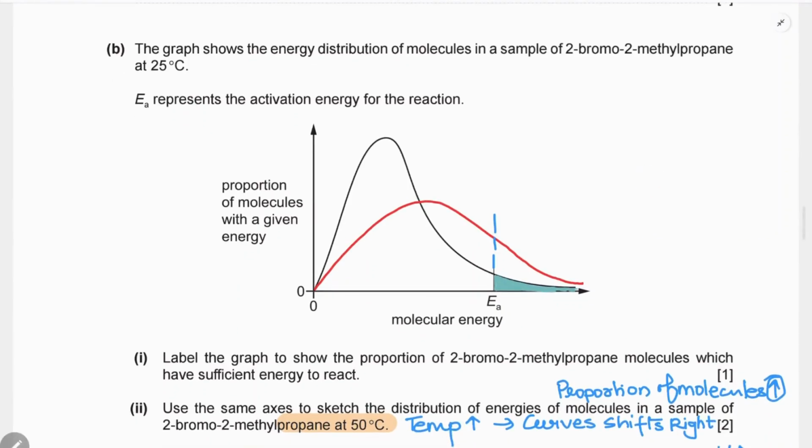Question B. The graph shows the energy distribution of molecules in a sample of 2-bromo-2-methylpropane at 25 degrees Celsius. A represents the activation energy for the reaction. So we have molecular energy and proportion of molecules with the given energy. Label the graph to show the proportion of 2-bromo-2-methylpropane molecules with sufficient energy to react. So as you can see this part, the colored one, over here there will be molecules which have sufficient energy to react. Which molecules? 2-bromo-2-methylpropane molecules. Okay, the shaded part.